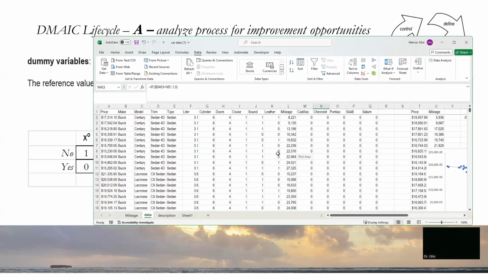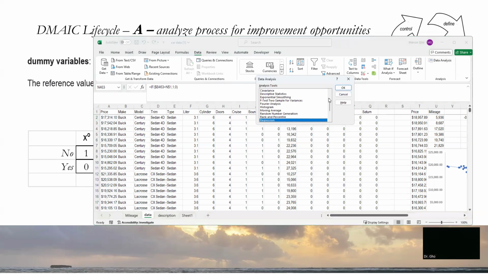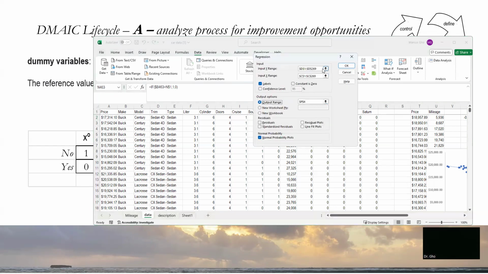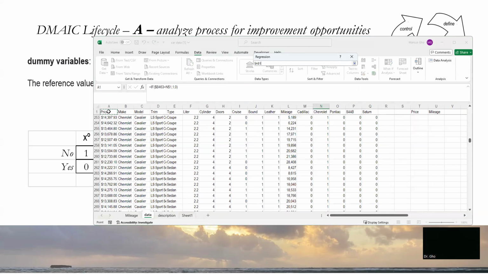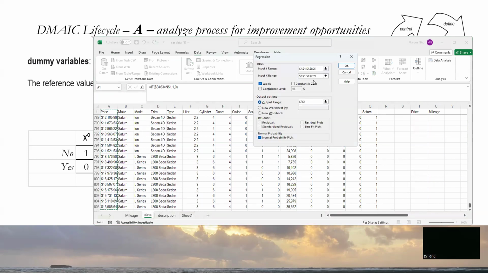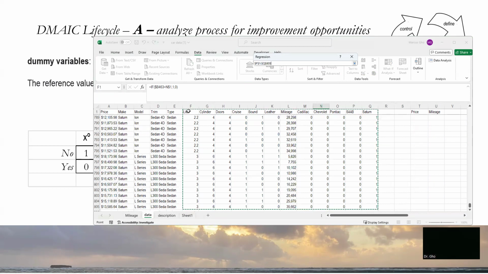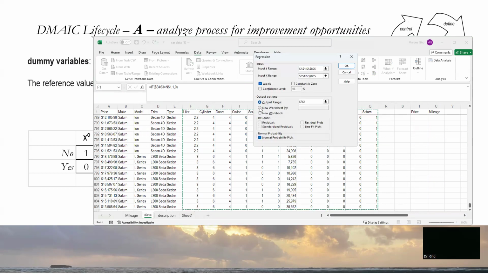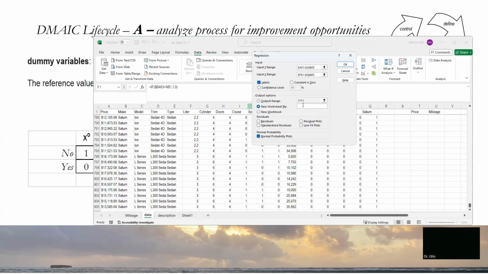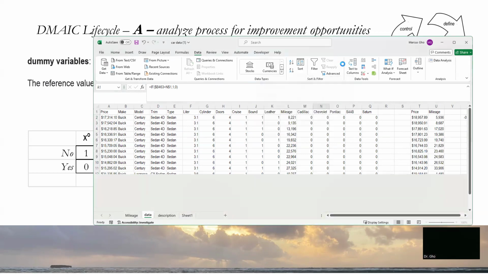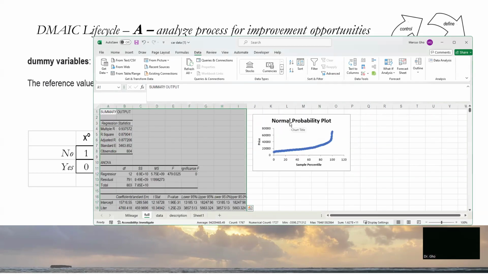Great. Now they've got all this stuff in here, I can do my data analysis. I'll run my regression, all for the price. We're looking at this thing right here. We have labels selected for the X range. Let's go ahead and pick all of these. And then I'm just going to put it in a new worksheet. I'll call this the full model, because that's what it is. Okay. And give this a moment.